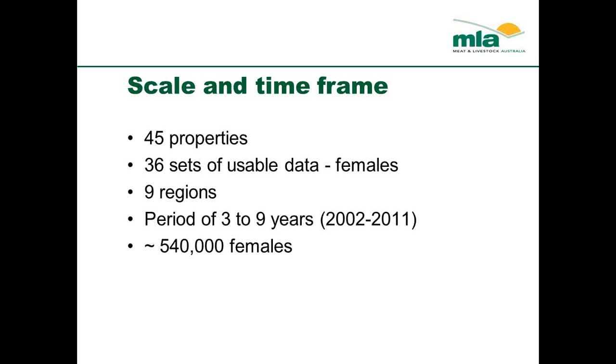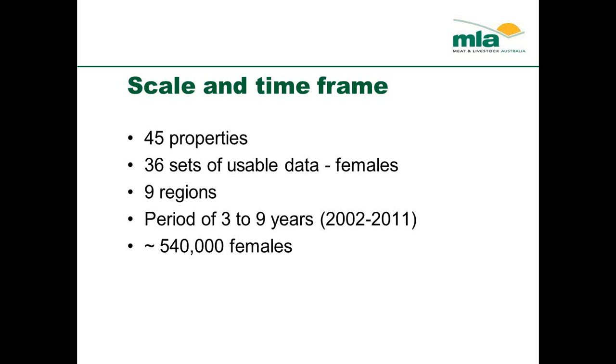Let's now talk a bit about the scale and time frame of the project. So we initially approached 45 properties across North Australia. We ended up using 36 sets of usable data for females. We found that some of those property records were just not reliable enough, so we came back to 36 sets of data. We ended up working with 9 regions, which I'll explore in a little bit more detail in another couple of slides. And the data we collected was for a period of 3 to 9 years, generally, all between the years 2002 and 2011.